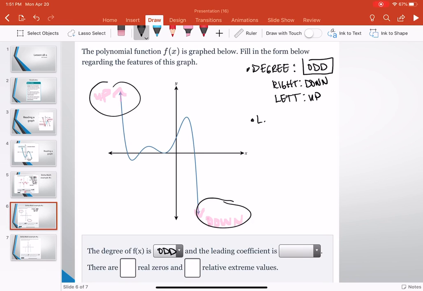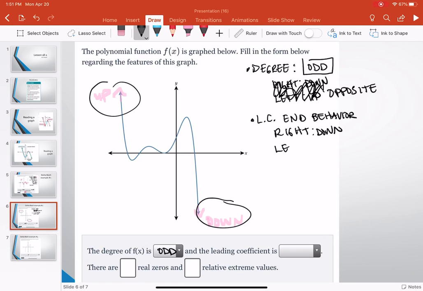So leading coefficient. Okay, we're going to look at the end behavior. Oh, this one's opposite. So if it's opposite, it's odd. Okay. My bad. End behavior. Okay, so let's look at the right. Now this is when we look at right, left. This is down on the right, and left is up. All right, so because my end behavior on the right is down, this is going to be a negative coefficient, just like negative x cubed.